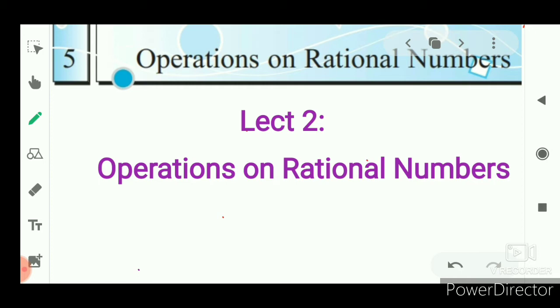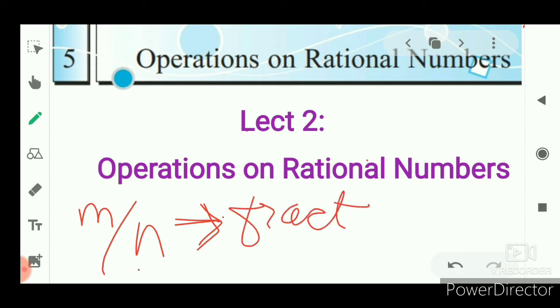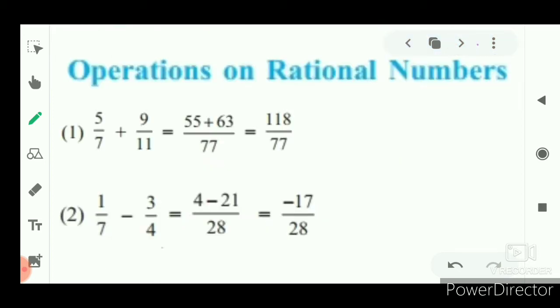So, students, you all know that rational numbers are of the form m by n, which is very similar to fractions. And in the previous standards we have already learned about the operations on fractions. So operations on rational numbers are similar to the operations on fractions that we have studied in the previous classes.